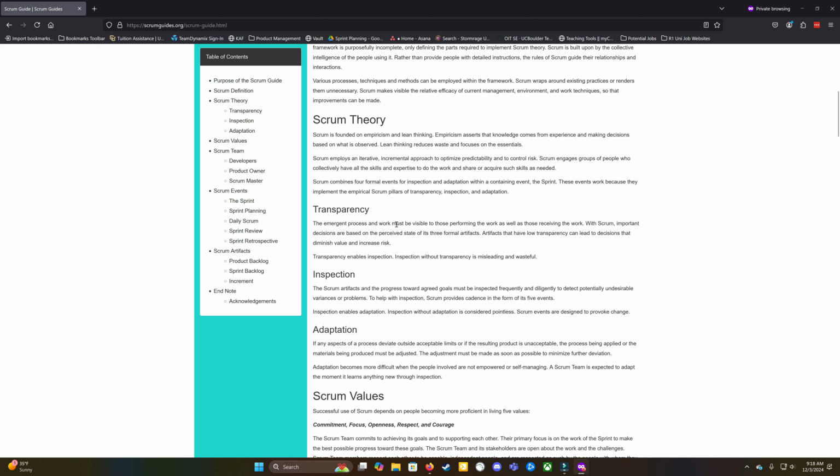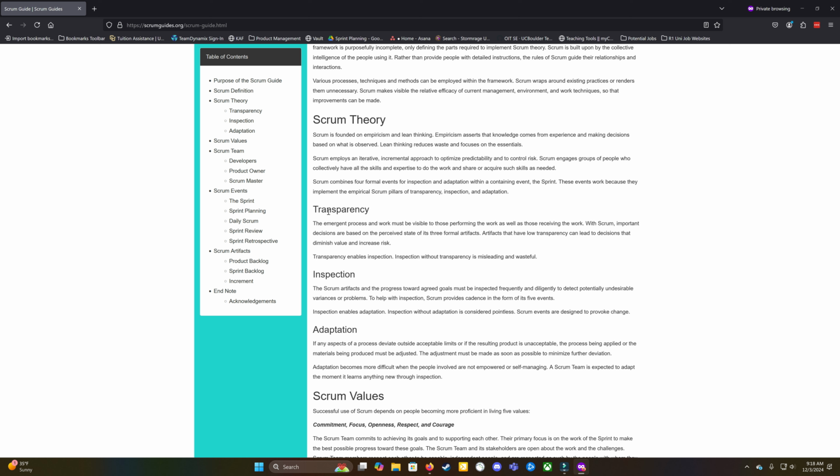Today we're going to continue our discussion regarding Scrum theory. We're going to be looking at the first of the empirical Scrum pillars, transparency. My favorite pillar. And really, I think the one that makes the whole framework possible, essentially.